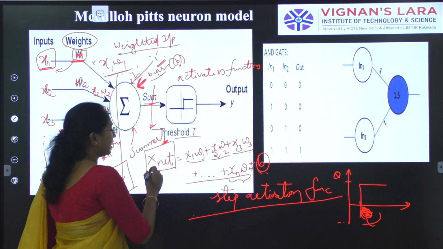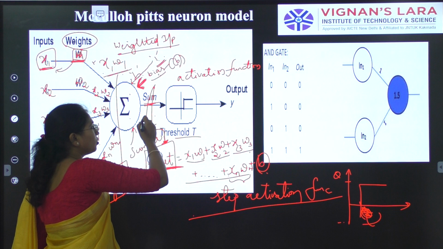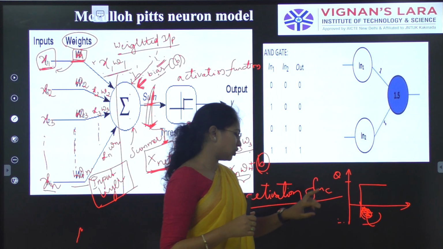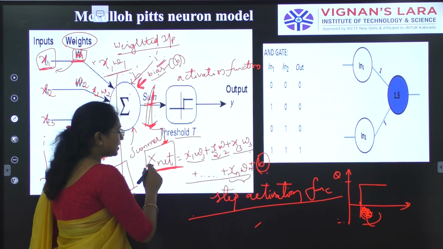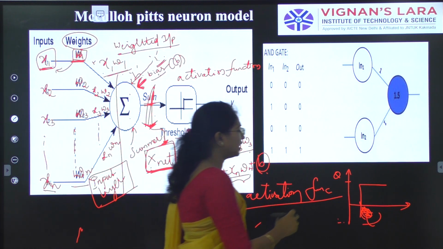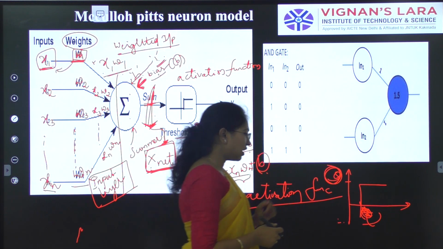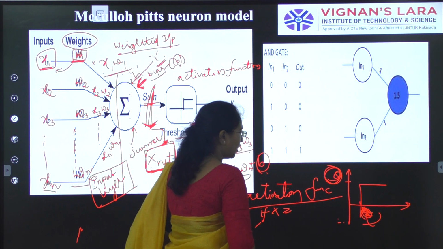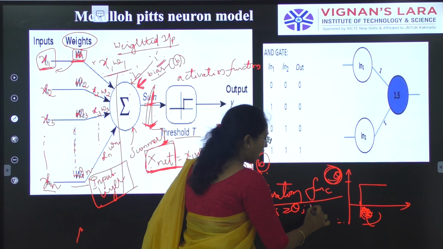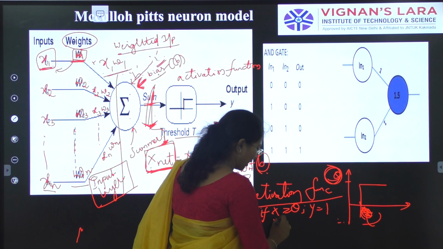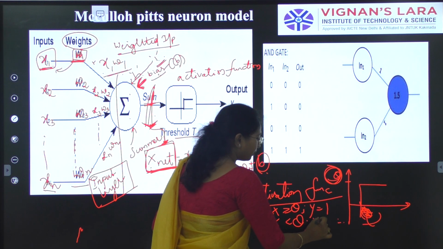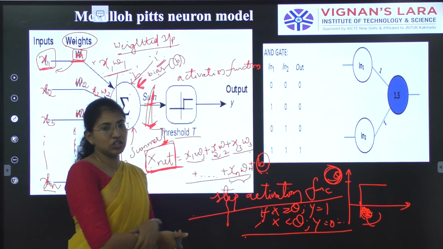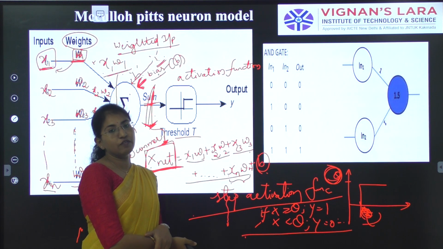We have already attained a net value of X net at the output of the summation block. Now if this is sent to the step activation function, what will happen? This step activation function has an activation value of theta. If X net is greater than or equal to theta, then the output of the activation function will be 1. If X net is less than theta, the output of the activation function is 0. This is the general expression for the binary step activation function.